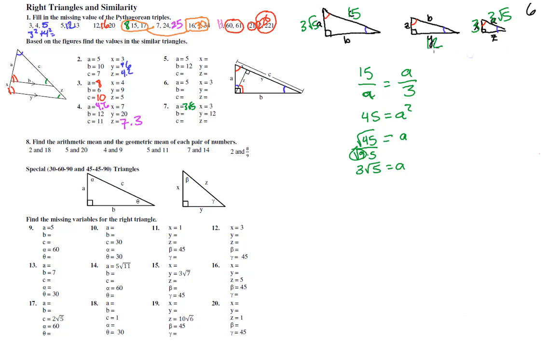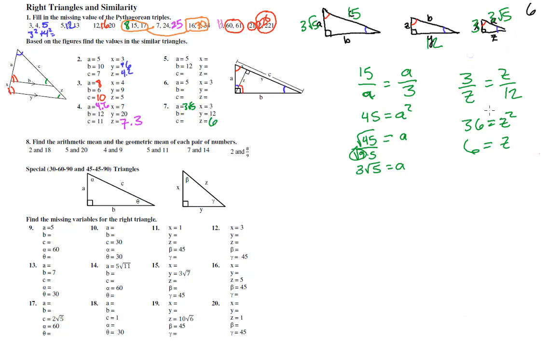I wonder if we can do that again with this. Z is to 3 as 12 is, yes, we can. 3 is to z as z is to 12. We get 36 equals z squared. Hey, this one comes out nice. Z is a 6. Oh, that's pretty cool.